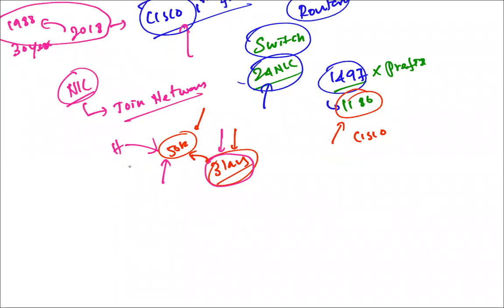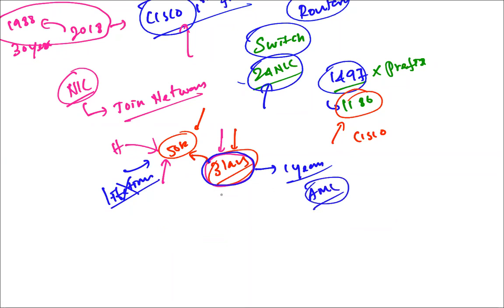And what Huawei is doing is, they give a lifetime warranty. If the switch goes down or the switch burns, you just throw it and tell us, and we'll ship a new switch to you. But Cisco doesn't have that. Cisco gives a limited 1 year warranty, and after that, you have to go for some AMC.